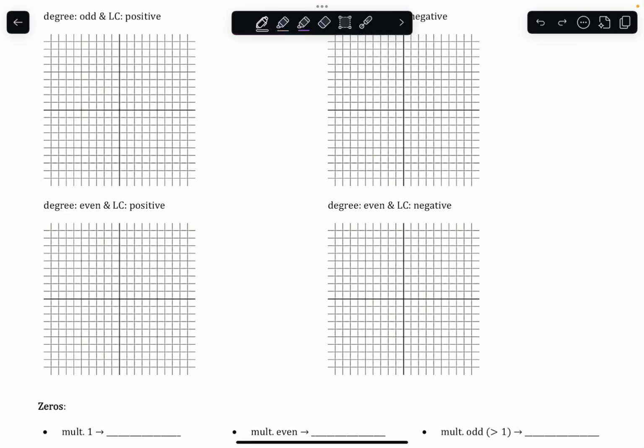And so when our leading coefficient of a quadratic is positive, we know it opens up. And so we can picture a parabola opening up anytime we're dealing with an even degree and a positive leading coefficient. So even degree, positive coefficient. If our x squared is negative, we know the parabola is opening down. Okay, and so that's even and the leading coefficient negative.